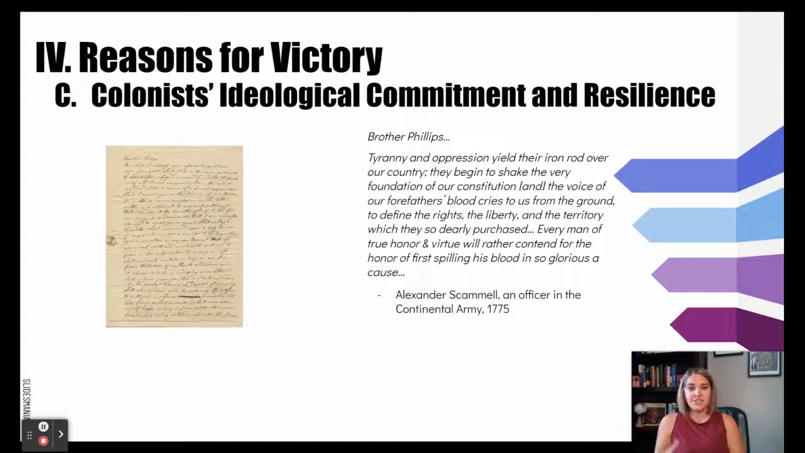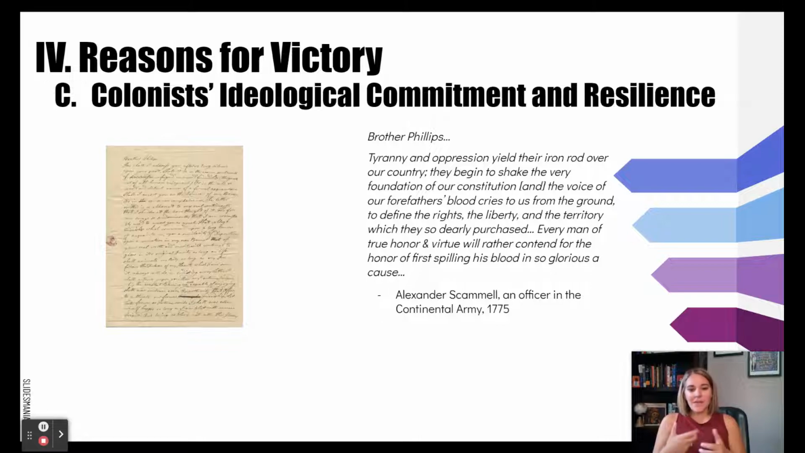"Brother Phillips, tyranny and oppression wield their iron rod over our country. They begin to shake the very foundation of our Constitution, and the voice of our forefathers' blood cries to us from the ground to defend the rights, the liberty, and the territory which they so dearly purchased. Every man of true honor and virtue will rather contend for the honor of first spilling his blood in so glorious a cause."